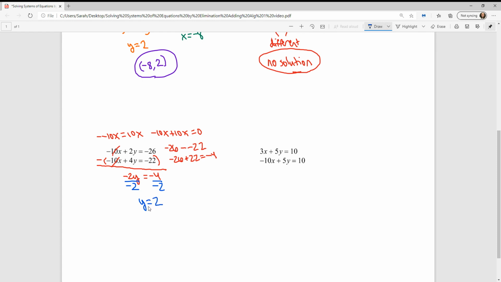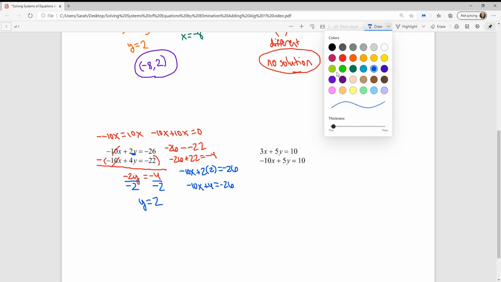I now need to take that y equals 2 and plug it into one of my starting equations. I'm going to choose the top equation. So my top equation turns into negative 10x plus 2, instead of y in parentheses, I put 2, equals negative 26. From here, I solve this like usual. Negative 10x plus 2 times 2 is 4.